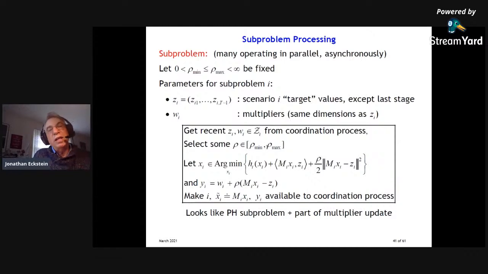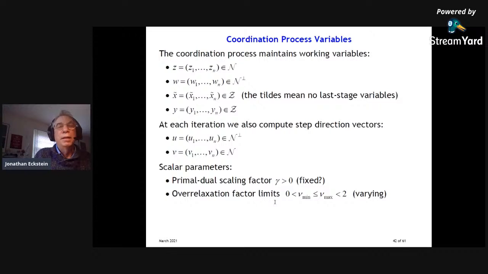In progressive hedging, it has to be the same for all time and the same for all subproblems. Here it can vary with time and it can vary with subproblem. But I just pick some penalty parameter. I solve a quadratic perturbation of my problem for the individual scenario. I update some Lagrange multipliers, and the Lagrange multipliers basically go into this Y, and I hand them back to the sort of master problem.